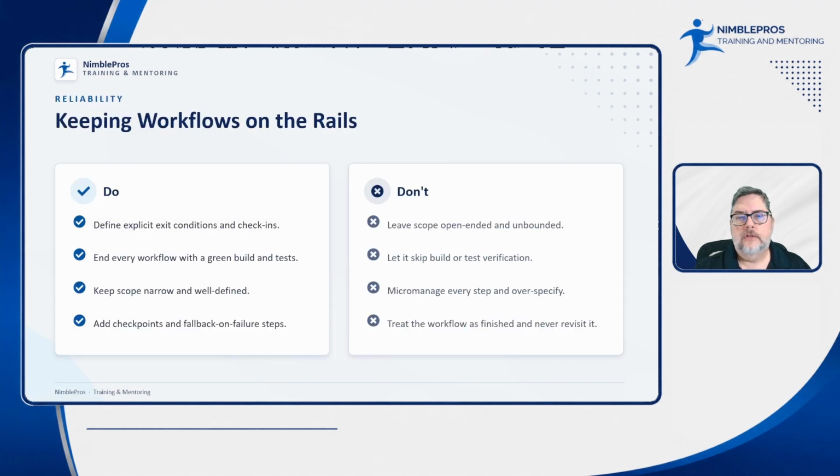Some other things that you can do to help keep it on the rails and keep things reliable: define explicit exit conditions and check-in points. I mentioned in the previous slide those two stopping points. Stop and verify that you understand first, and then once you've implemented it and it's successful and you've created that PR, stop again. Don't go on to anything else. So make sure that you have those explicitly defined in the workflow. What are those stopping points? What are those stopping conditions?